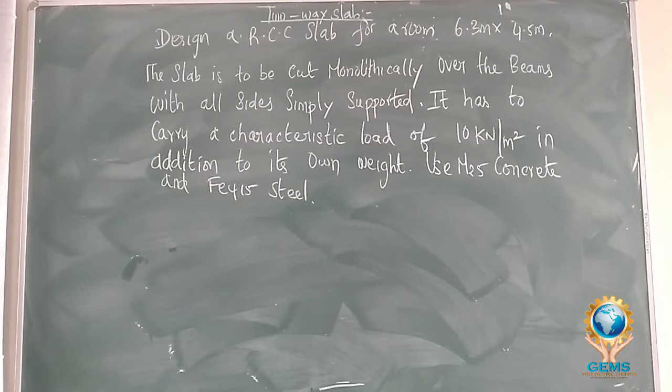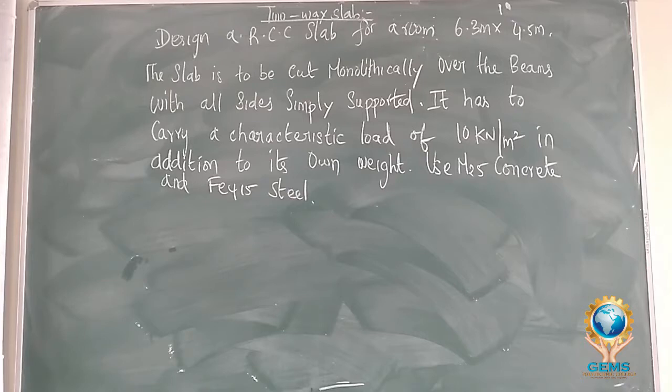How will you define whether the slab is a two-way slab or a one-way slab? There is a condition. Ly by Lx should be less than 2. If it is less than 2, it is a two-way slab. If it is greater than or equal to 2, it is a one-way slab.